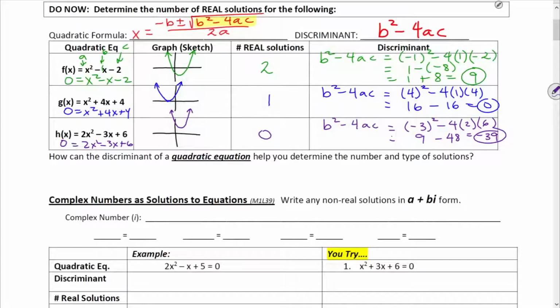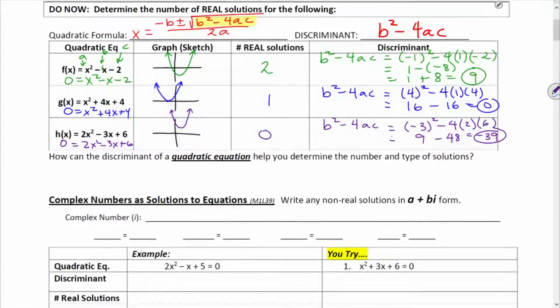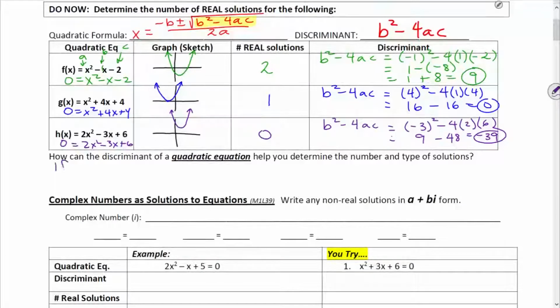So the question is, how can the discriminant of a quadratic equation, this is only true for quadratic equations, help you determine the number and type of solutions? Well, if it is positive, then we have 2 real solutions. Okay, if it is 0, then we have 1 real solution. And I'm going to point out this has a multiplicity of 2.